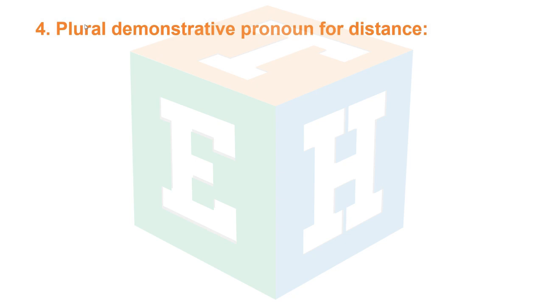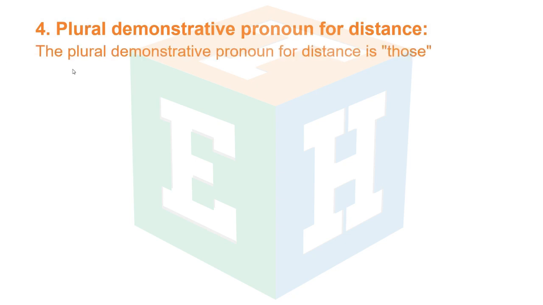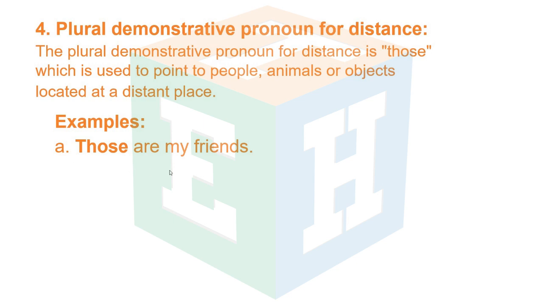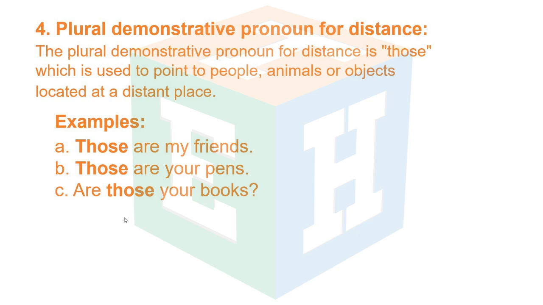Number 4. Plural demonstrative pronoun for distance. The plural demonstrative pronoun for distance is those, which is used to point to people, animals, or objects located at a distant place. Examples: A. Those are my friends. B. Those are your pens. C. Are those your books?